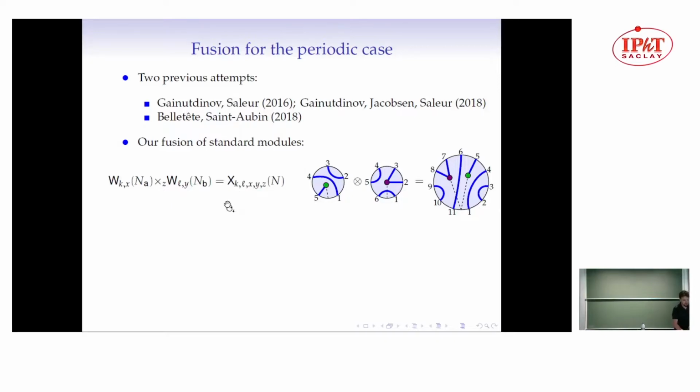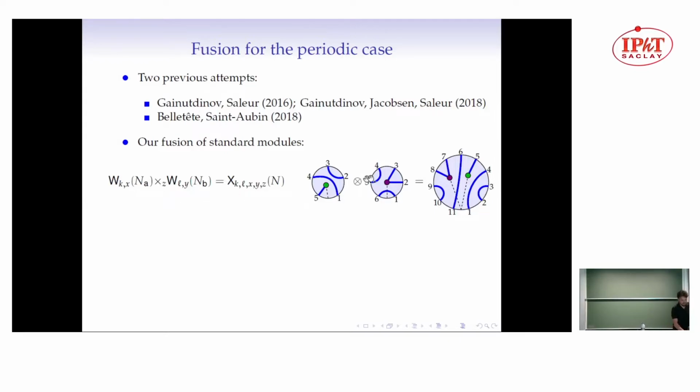We define a new representation, which is the fused representation, fusing WKX and WLY. Of course, this new representation depends on K and L, the number of legs that we had in the two standard modules, the parameters X and Y, and then a new parameter Z. We'll see what this parameter means in a second, but we understand it as a parameter that describes the channel in this fusion.